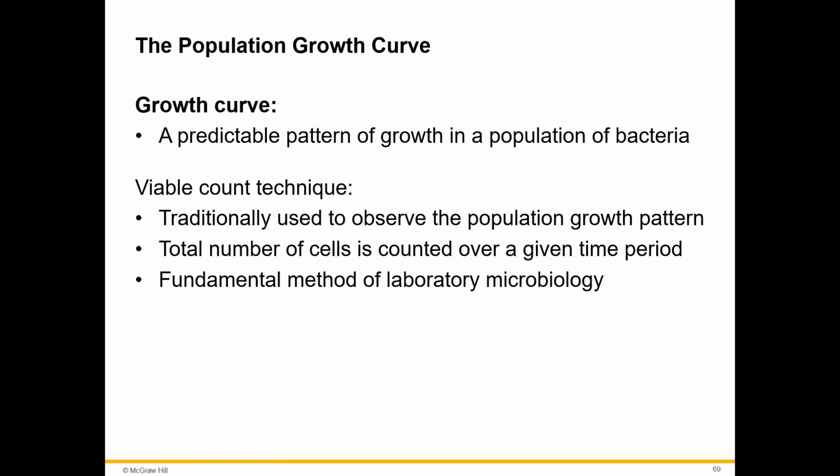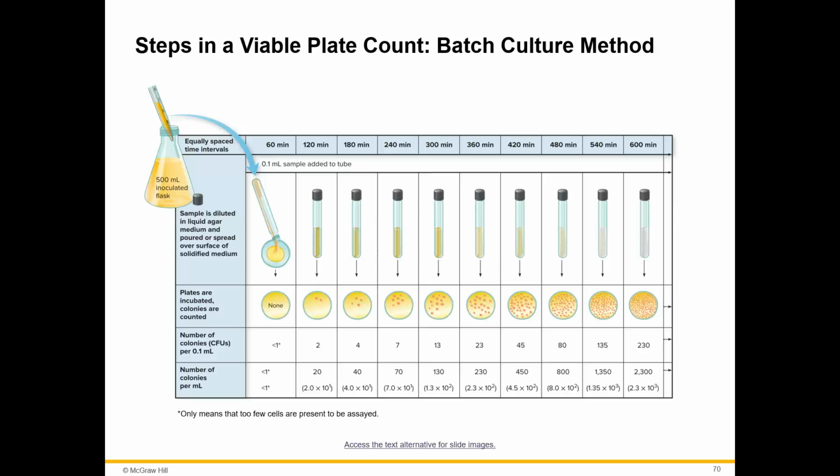The growth curve is a predictable pattern of growth in a population of bacteria. So it's basically a diagram of the number of cells and how they're expanding, how they're increasing. The viable cell count technique is traditionally used to observe population growth pattern. The total number of cells is counted over a given time period, and this is a fundamental method of laboratory microbiology. So here you can see if you have this inoculated flask, you put it into new media.